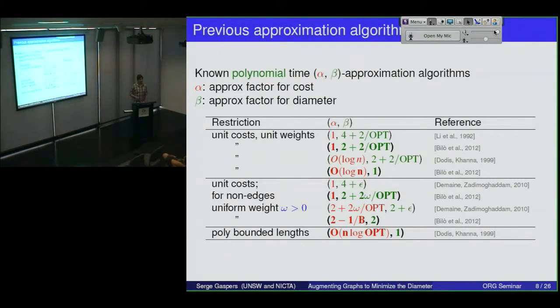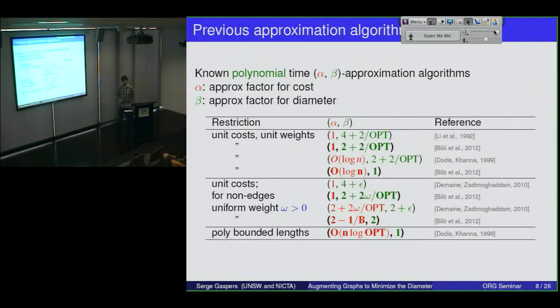Sir? Yep. What's the difference between unit weights and uniform weights? So for uniform weights, the weight could be more than one, but all the weights are the same. But how does it change the difficulty? So here, all the lengths are one. Oh, I should have said lengths instead of weights. The edges that you add may be longer than those that are present. Yeah, the non-edges have uniform weight, and the edges that are already there have arbitrary lengths. Unit weights are just unrestricted.